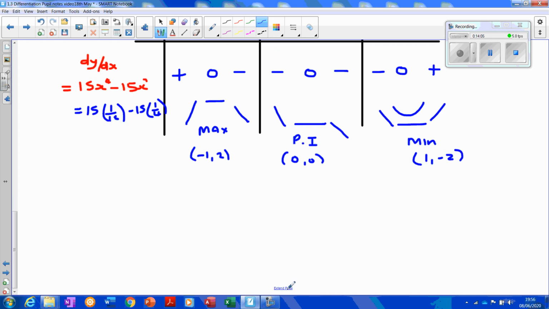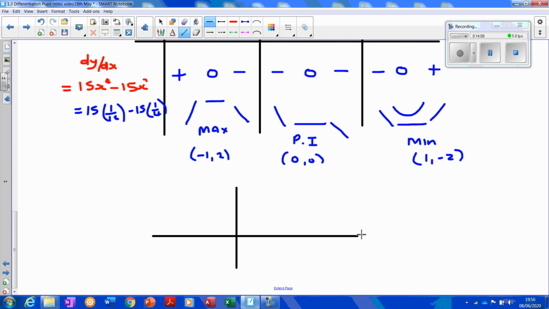Right, so axes, y-axis, x-axis. Okay, label your axes, x and y. Now I'm going to look and see where it cut the axes. So it cut the y-axis at 0, 0, so we dot in there at the origin. And it cut the x-axis at minus the square root of 5 over 3 and plus the square root of 5 over 3.